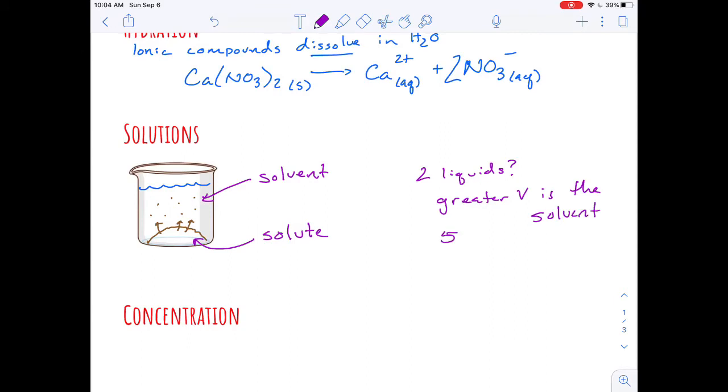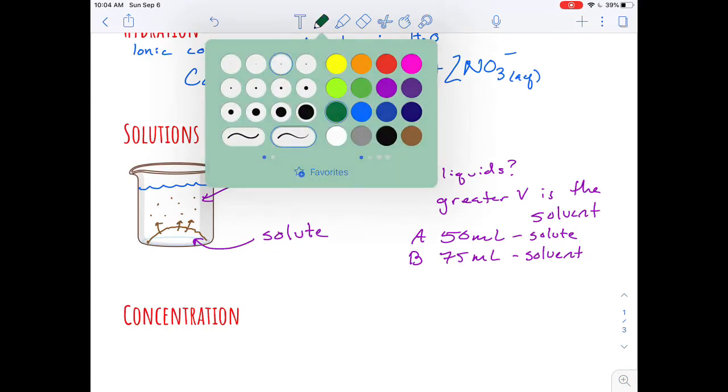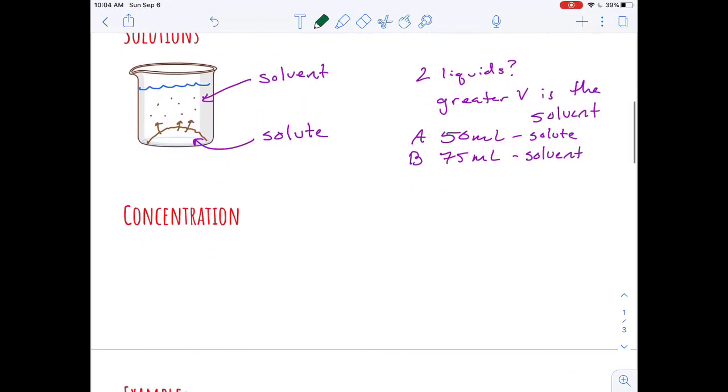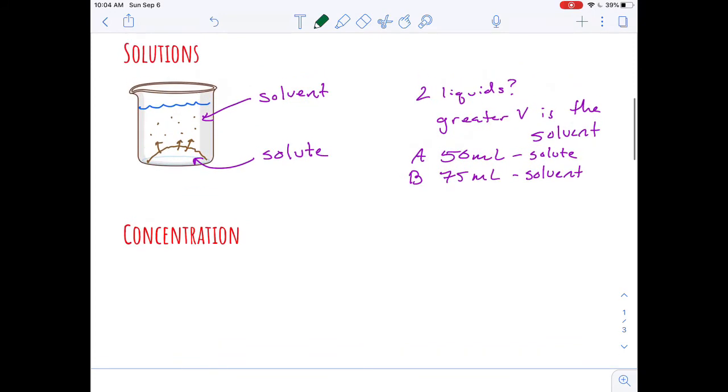So just as an example, let's say you have 50 mL of A and 75 mL of B, and you plop those both into a beaker. This would be my solvent, which is B because there's more of it, and this would be considered my solute, just as a total hypothetical. Well, the big key is that if I have a certain amount of solute in a certain amount of solvent, then there's a ratio there, and that ratio is called a concentration.